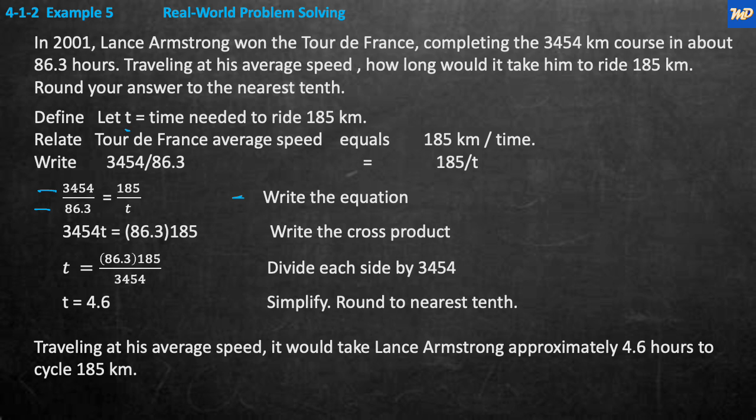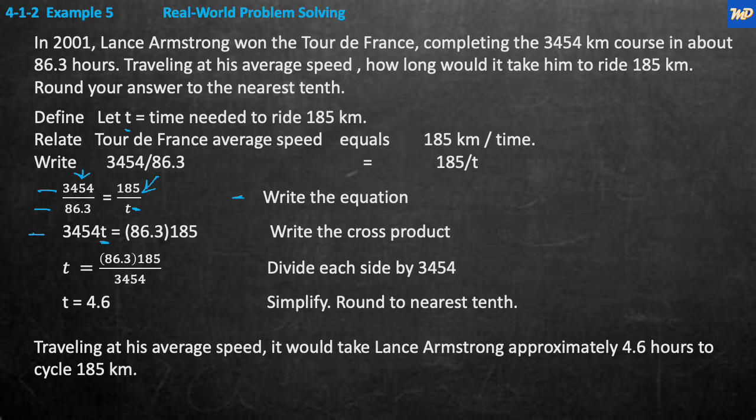Since the t is on the bottom, we're going to multiply t to both sides and 86.3 on both sides. In doing that, we're going to get 3454 kilometers times t, because we multiplied the t up here on the top. And then we're going to multiply the right-hand side, the 185, by the 86.3. That'll be over on this side. And when we do that, here it is: 3454t is equal to 86.3 times 185.